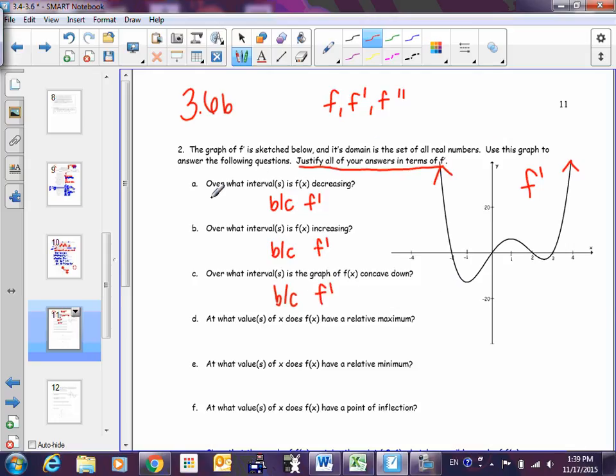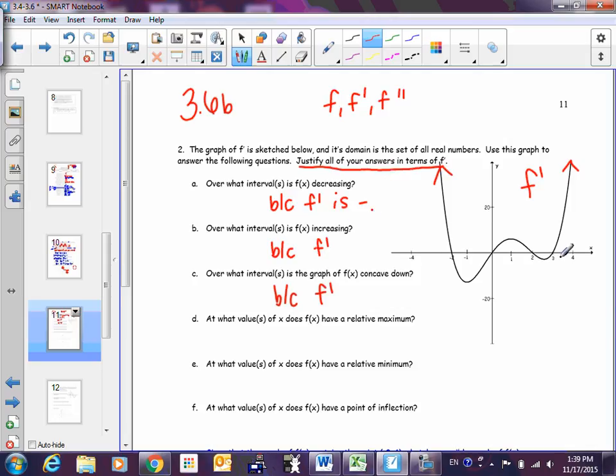Okay, so for part A, it says over what intervals is f of x decreasing? I am not asking you where this graph is decreasing. I'm asking you where f is decreasing given this f prime graph. So if you start with the justification, it actually makes this a lot easier. So what would be the justification for f decreasing? Because f prime is negative.